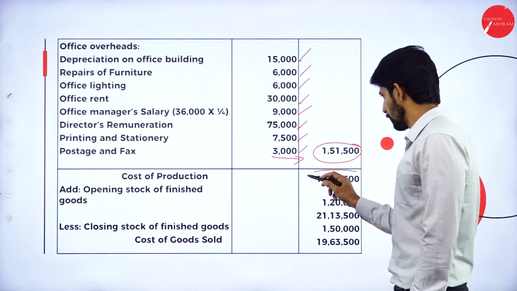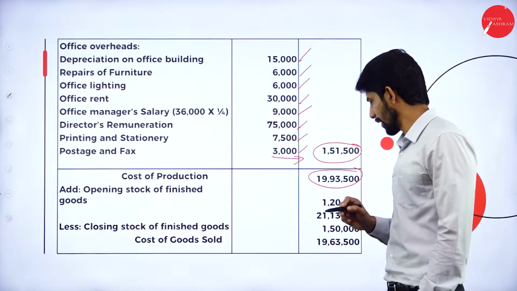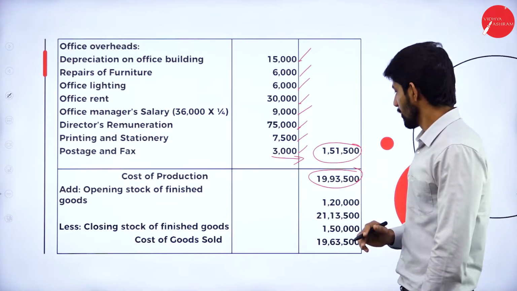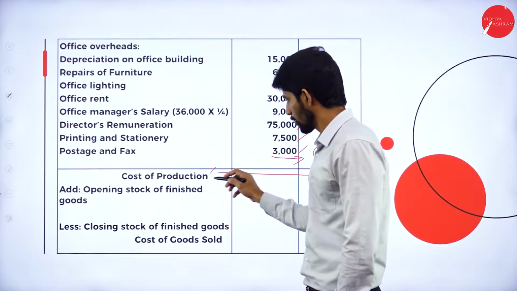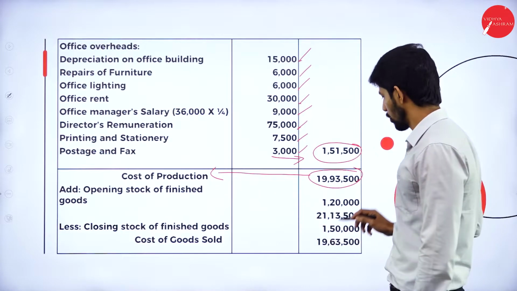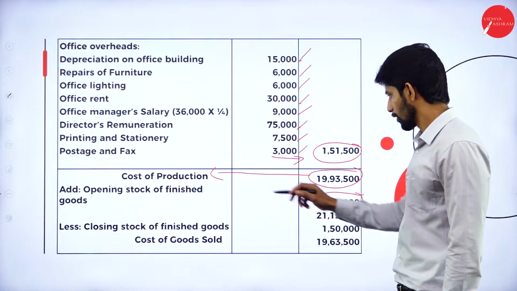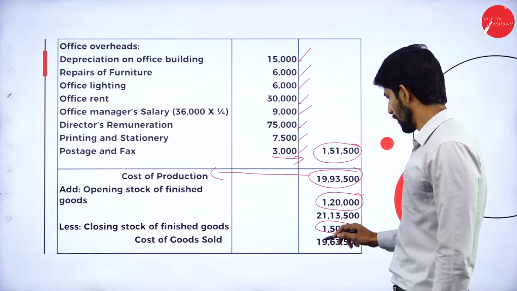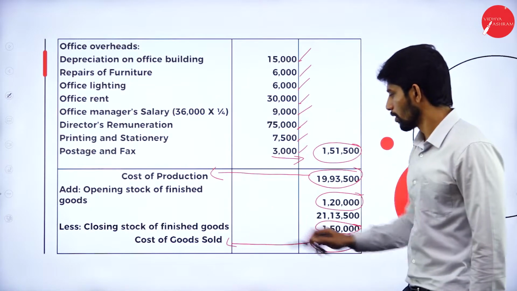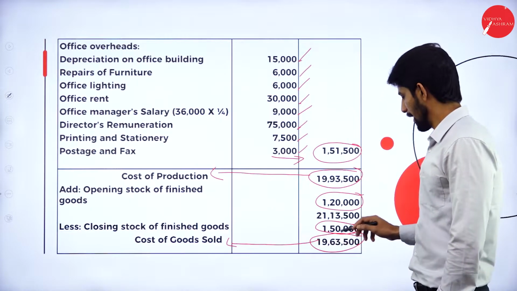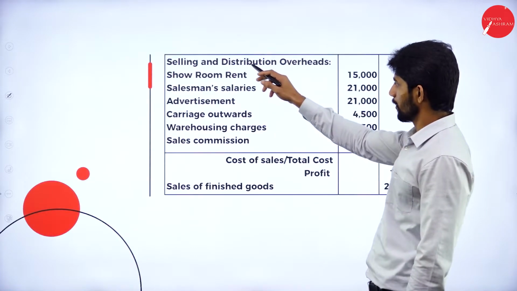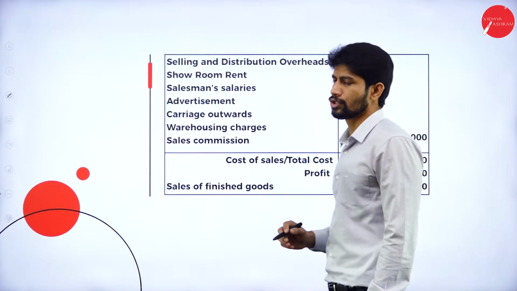You will get the total of 19,93,500. That value is called cost of production. So for cost of production, add opening stock of finished goods and less closing stock of finished goods. You will get the balance. This balance is called what? It is called cost of goods sold. That is 19,63,500.